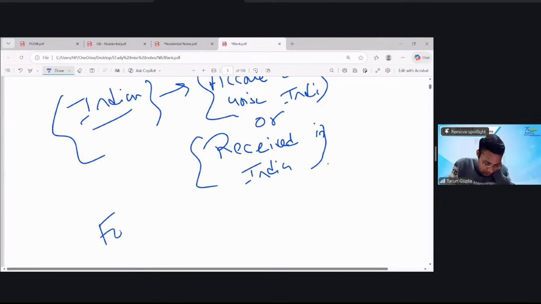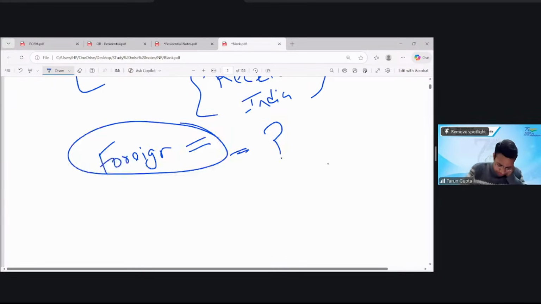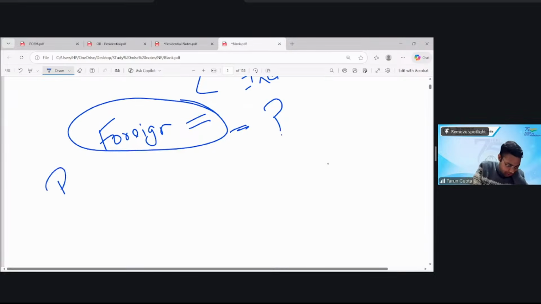But when the income neither accrues or arises, nor is received in India, that income is called foreign income. And whether this foreign income is taxable in India or not, only for this limited extent are we studying residential status. The limited scope of this chapter, residential status, is to ascertain whether this foreign income is taxable in India or not. Here with me? Now we'll quickly discuss the residential status of an individual.